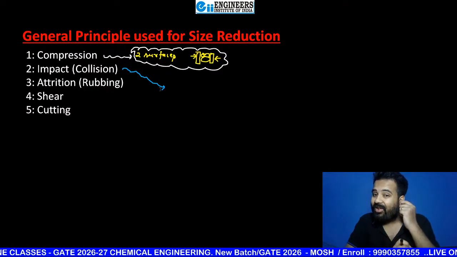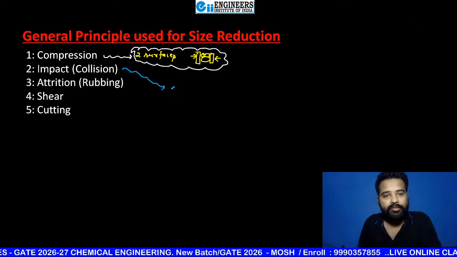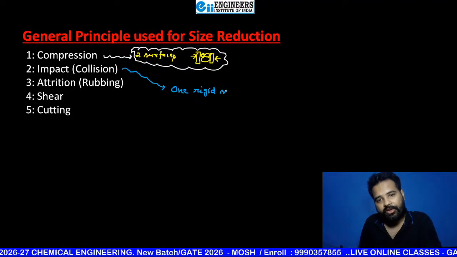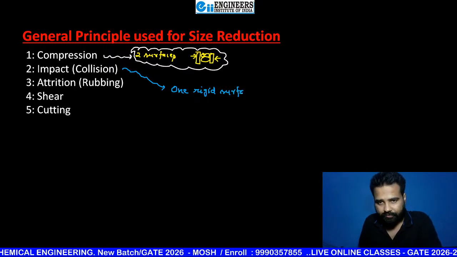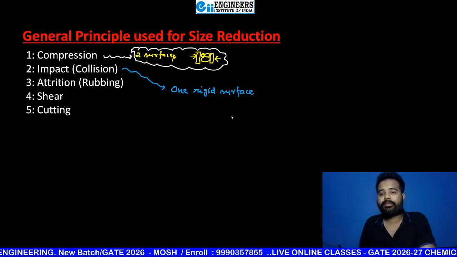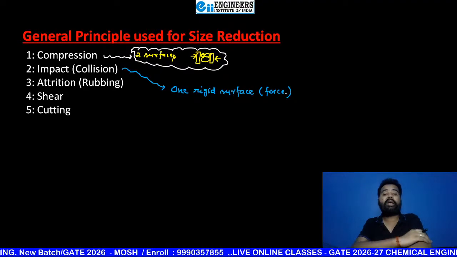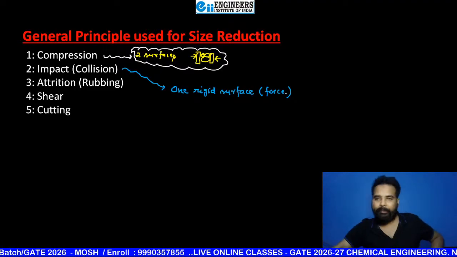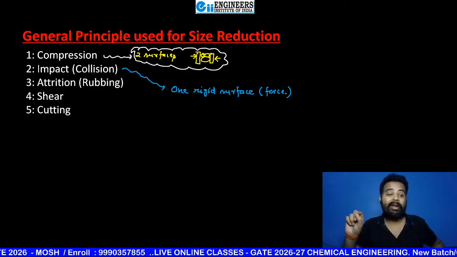Generally for impact, you need one rigid surface. Rigid means the surface is very hard and does not give way. For impact you want one rigid surface so that you can forcefully collide your particles against it. Like take one stone and impact it on the earth, and you will see that stone breaking down. So this is impact, or you can say collision.